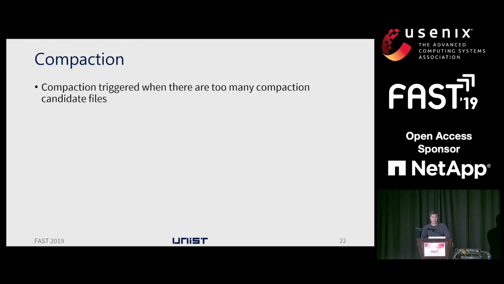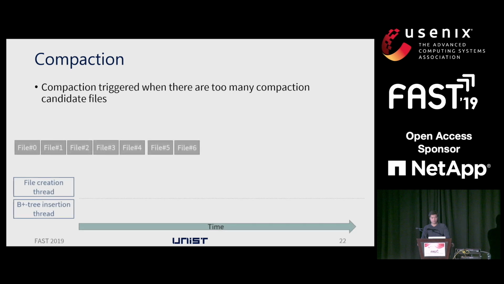After we mark some of the SSTable files as compaction candidates, we do compaction. So let's imagine that we have files from file 0 to file 4 as compaction candidates. And as with the flush operation, we use 2 threads for the compaction.